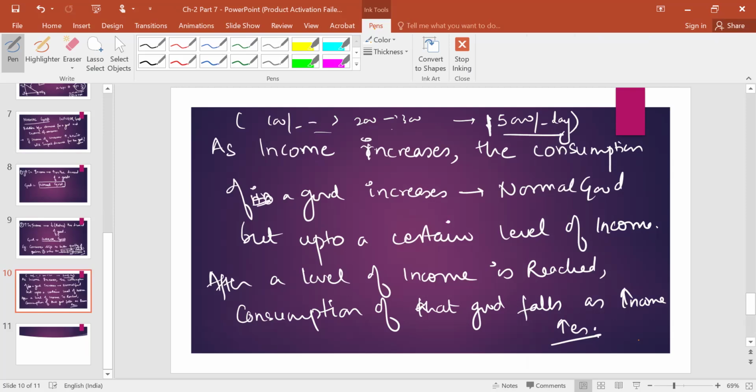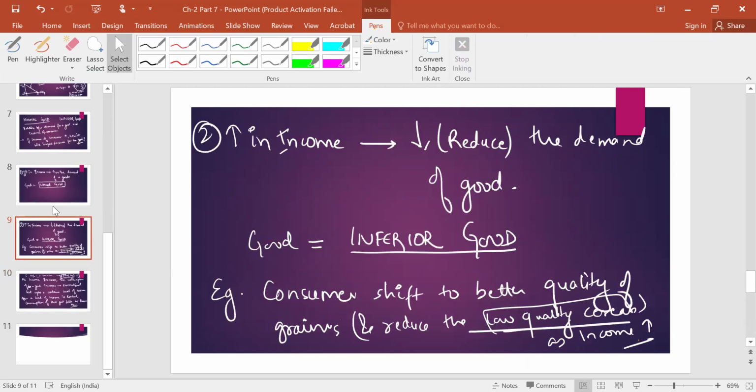Maybe after that point, the consumer would not consume the same quality. The demand for the low quality cereals would reduce. Correct. After the consumer reaches a level where he is earning 5,000 rupees per day, he would not consume the same low quality cereals. Correct. So that happens in real life. That is something more realistic, right? So that is about the income effect and the substitution effect, and also about normal goods and inferior goods.